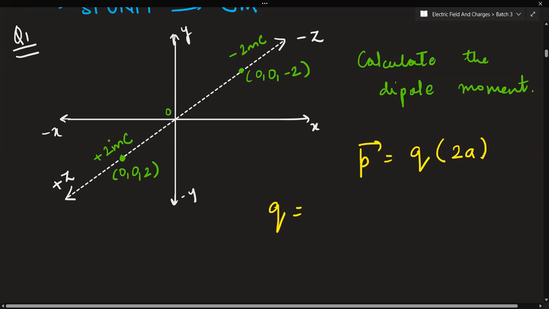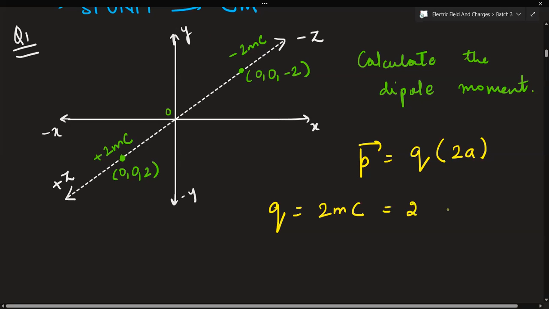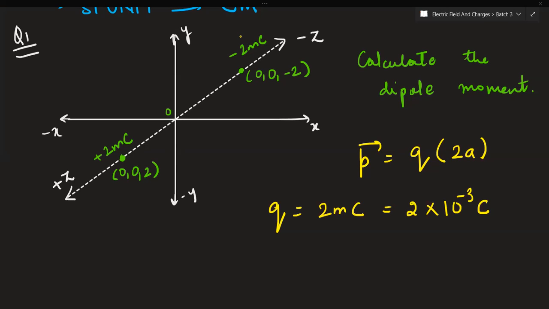Now regarding the charge, this is 2 millicoulomb. Is it in its SI unit? No. So we have to convert this milli. It means this will be 2 multiplied by 10 to the power minus 3 coulombs. This is your charge. Separation. Can anyone tell me what is the separation? Did anyone calculate it? 2a.